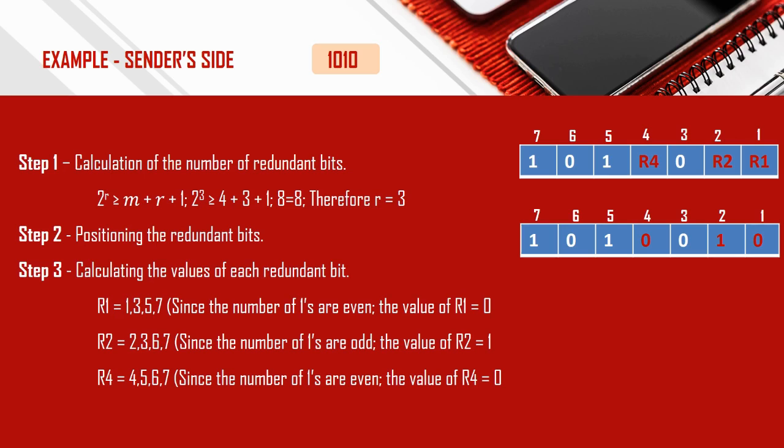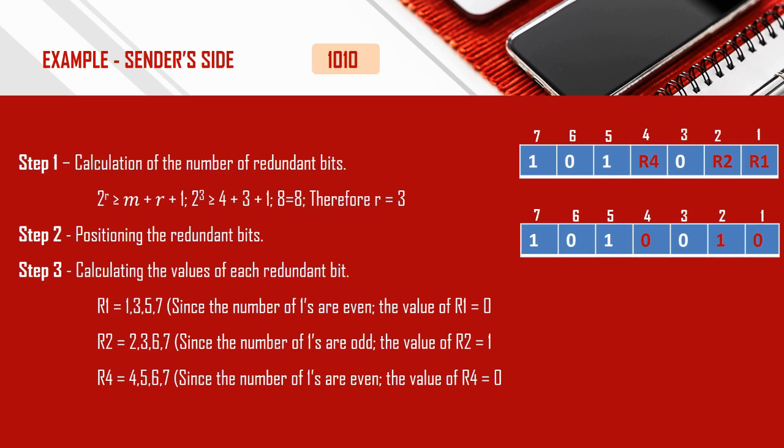When we come to the second step, positioning the redundant bits, we have already learned how to position them. In the right corner we have the diagram, which represents the positions of the redundant bits and data bits. In the first position we have r1, the first redundant bit, and in the second position we have r2, the second redundant bit. In the third position we have the first data bit, and in the fourth position the third redundant bit. In the fifth position we have the second data bit, in the sixth position the third data bit, and at the seventh position the last, fourth data bit.